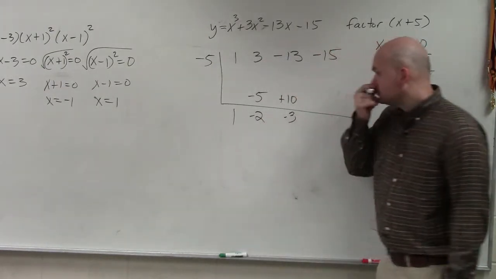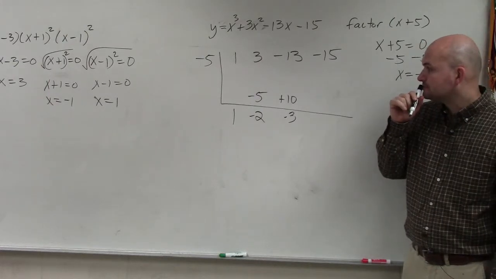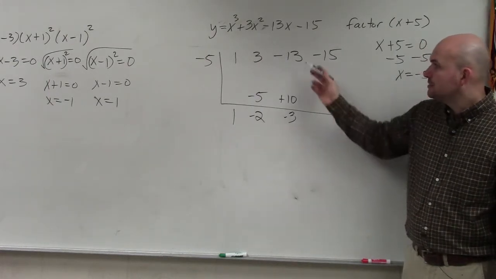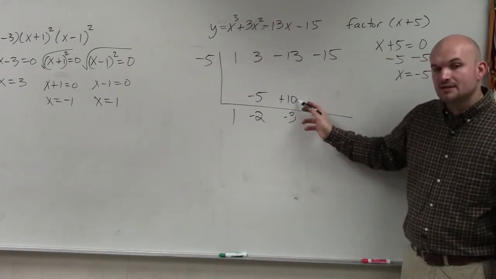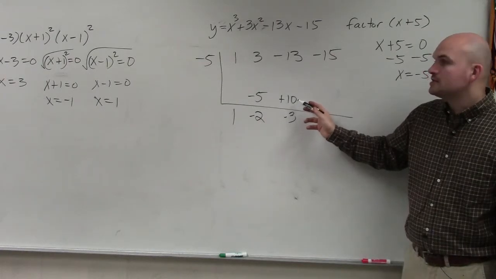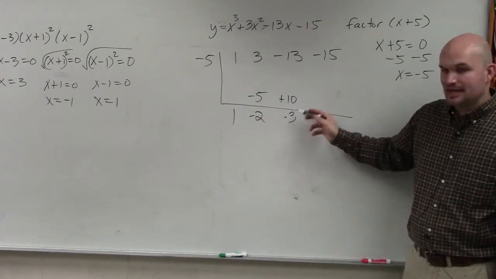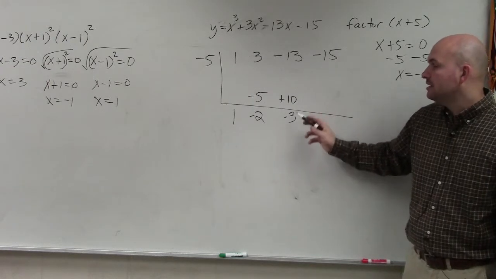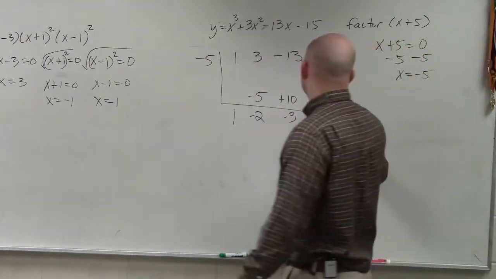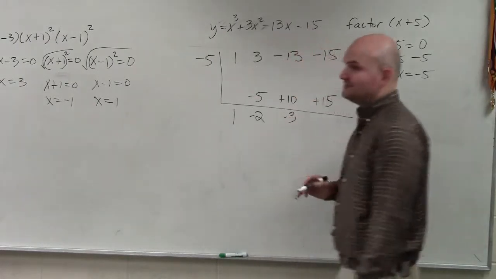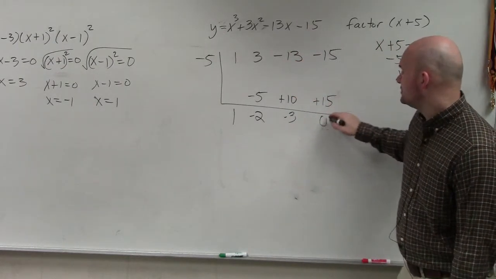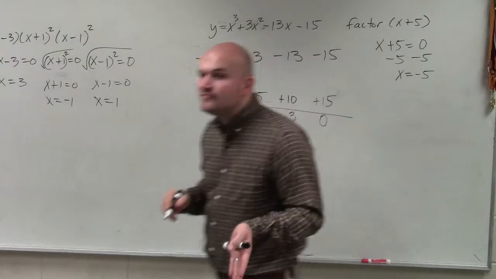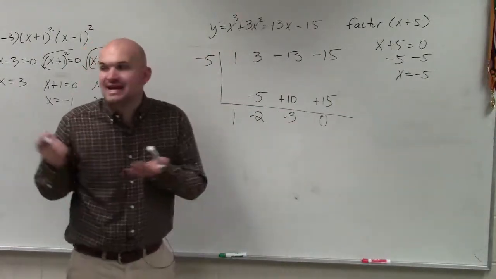Wait, it's 13. When you said -3, that says -13. -13 plus 10, sorry, I meant the answer is -3. -3 times -5 is +15. And then that goes to a 0. So therefore, we now have found the next factor.